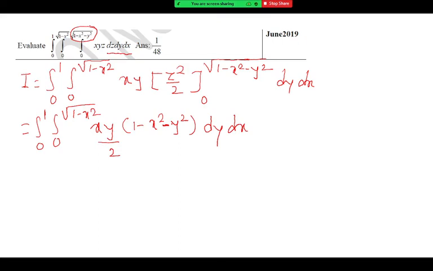Yes, there are 3 ways. One of the ways, as he is saying, is we multiply xy in the bracket and then we integrate with respect to y. That is one of the ways. Or x by 2 common. You can keep x by 2 outside and y inside and then integrate. That is one of the ways.